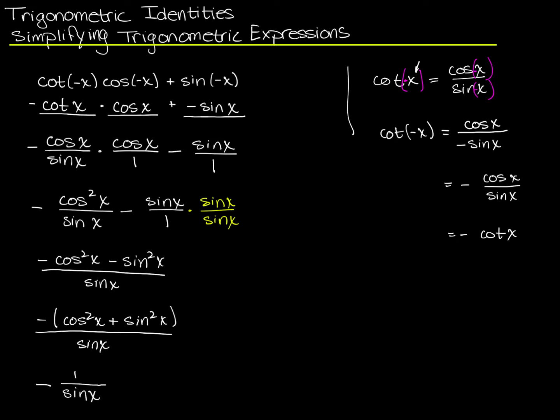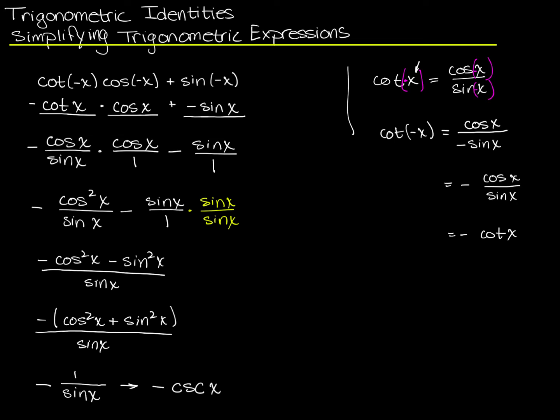Now, I said last step. It might be your last step if your instructions were to get the expression in terms of sines and cosines. But if you really want to simplify it all the way, you'll have a single trigonometric ratio, no fractions. So that makes this one negative cosecant of x.